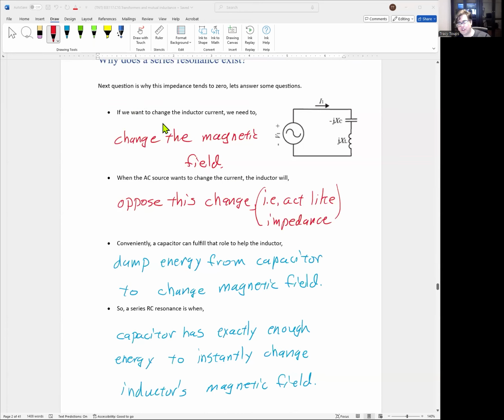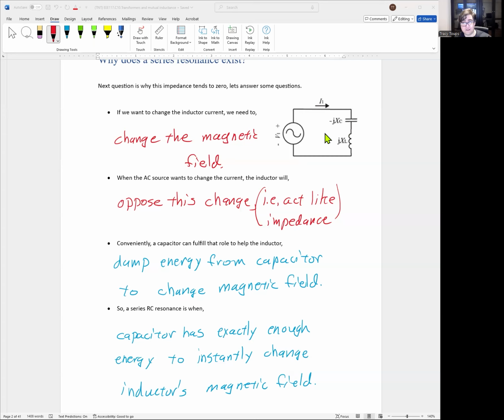So number one, if we want to change inductor current, what do we need to do? If the current through the inductor changes, we need to either add or take out energy, because we need to change the magnetic field around the inductor. So remember, an inductor has a magnetic field flowing through it. And anytime we want to change a current, we need to pay a tax and put energy in or absorb energy out of the magnetic field.